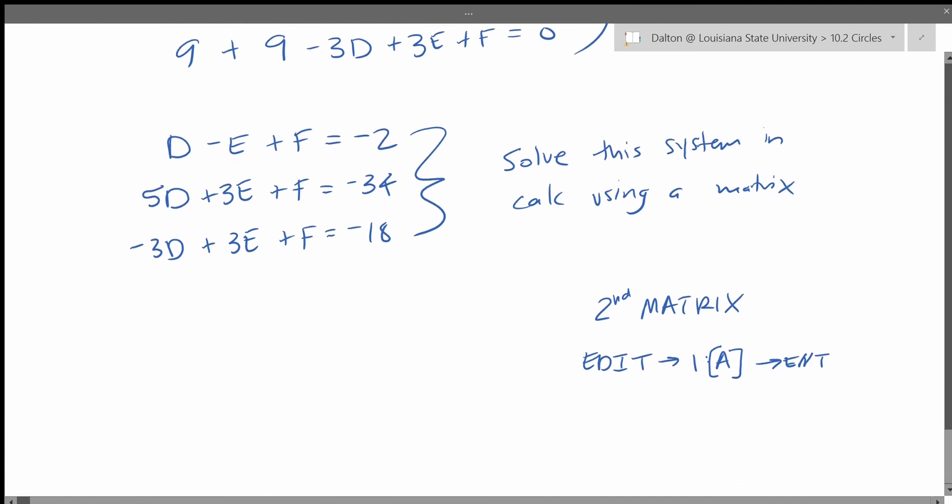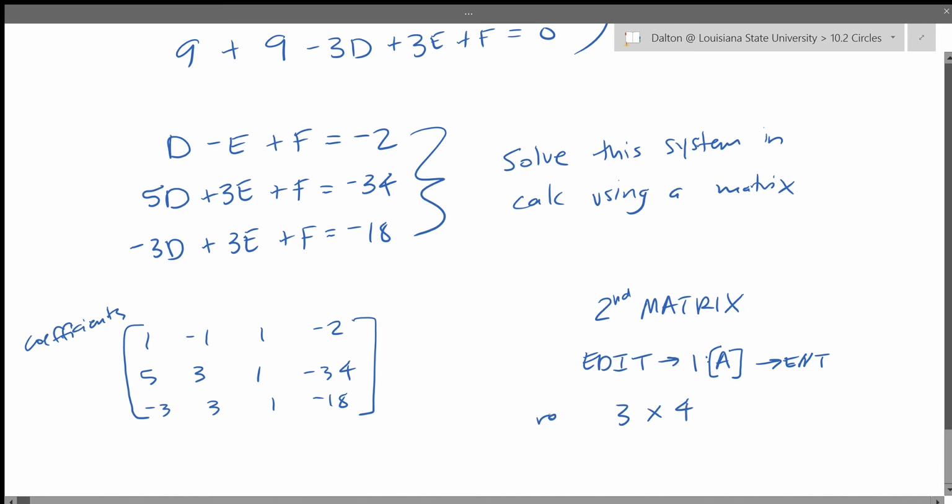Now, when you enter in matrix A, let's go ahead and write this matrix first. When we write this augmented matrix, as it's called, you take your coefficients and you end up with 1, negative 1, 1, negative 2, 5, 3, 1, negative 34, negative 3, positive 3, 1, negative 18. So this is our augmented matrix. When I enter this in the calculator, it's going to be a 3 by 4 matrix because it's however many rows we have by however many columns we have.